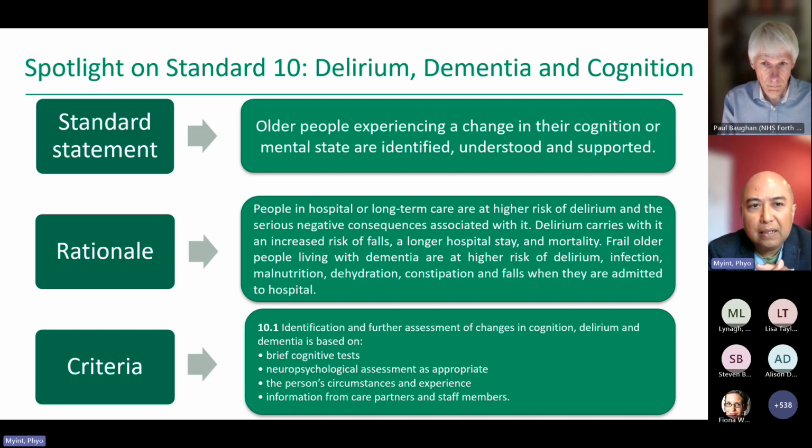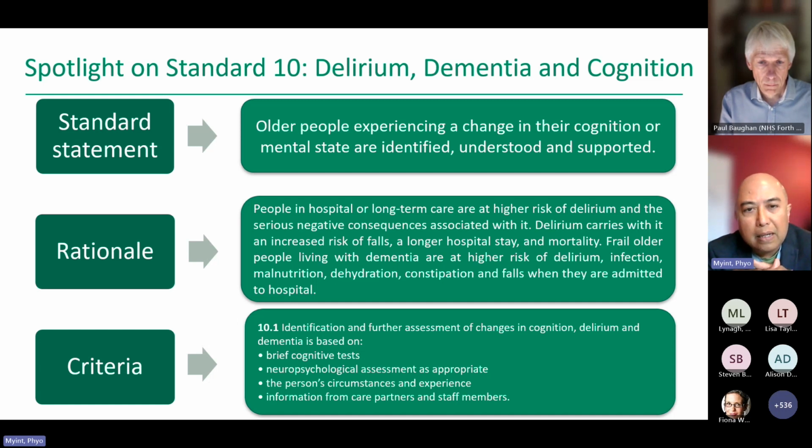So there's a very clear rationale why these conditions should be taken seriously in all settings when it comes to frail older people. And I'm highlighting here criteria one, which is about the identification and further assessment. The focus here is having a holistic approach.